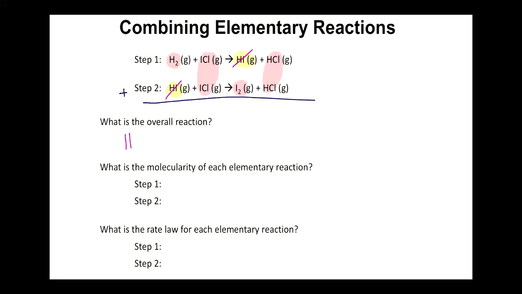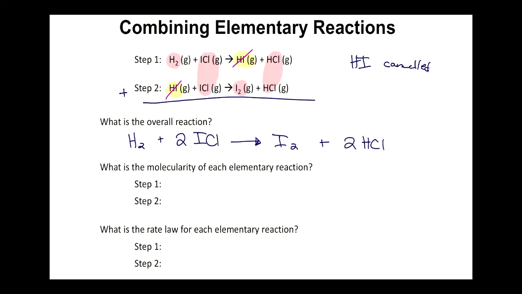So our overall reaction is H2, everything's in the gas phase so I'm just going to drop the states, plus two ICl, arrow, products: an I2 molecule and two HCl's. Perfect, that's our overall reaction. We see that HI got canceled because it was made in the first step but then consumed in the next step, just like in Hess's law. All those steps have to add up to the overall reaction. If you check the atoms, yes, we are atom balanced.